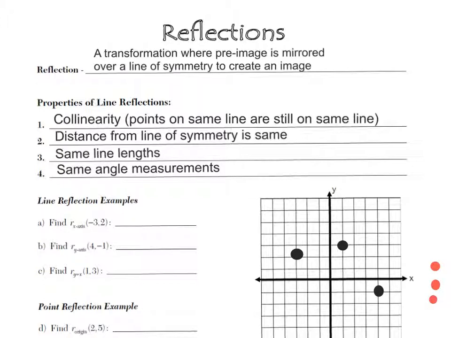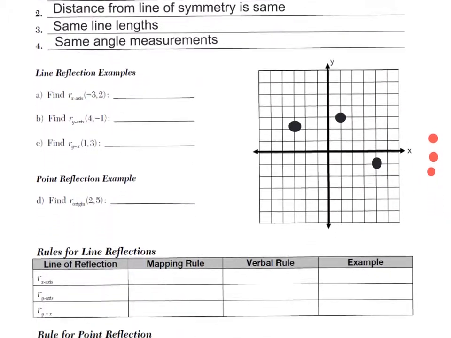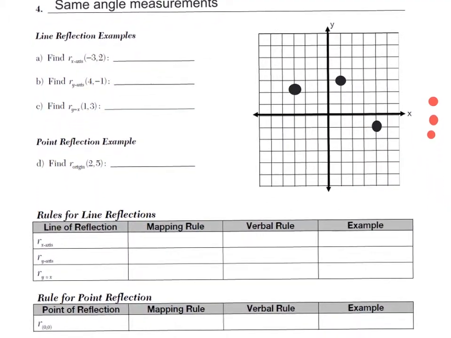So let's get started now with some line reflection examples. So I'm going to scroll this up. All right, the first thing I'd like you to do is to match my graph. So I've gone ahead and graphed the points (-3, 2), (4, -1), and (1, 3).